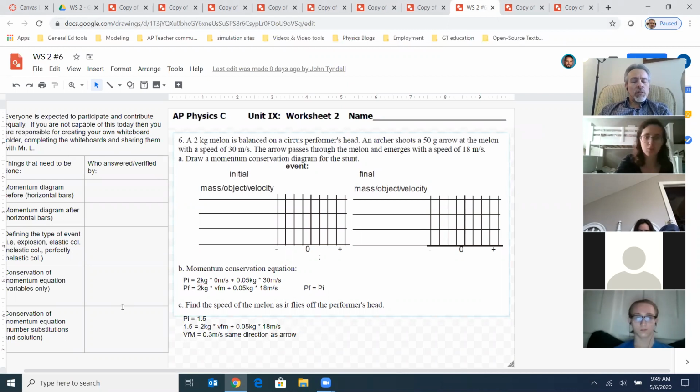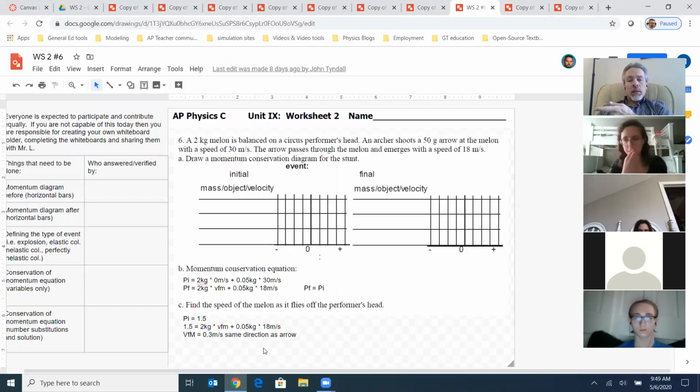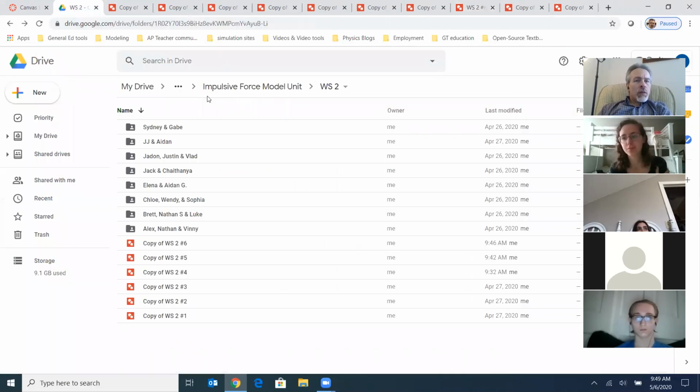It would just be the arrow moving at 30 meters per second. And afterwards, it's the arrow moving at 18 plus the melon moving at some unknown speed. And they found the velocity of the melon is 0.3 meters per second. And I love the fact that they got the direction on here, and that direction is in the same direction as the arrow. So that's kind of important. Any questions? All right, so then I've also shared with you another folder I just did this morning.